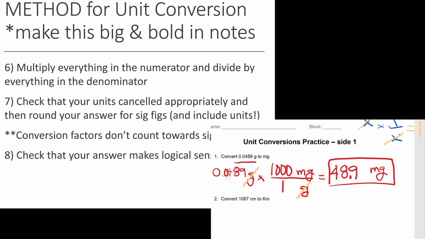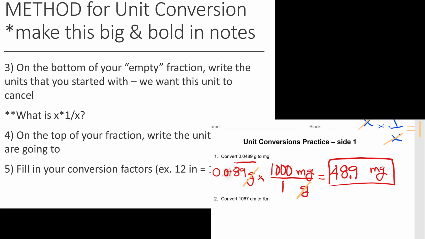And then we need to check that our answer makes logical sense. I would say it does. We started with a small number of grams, but we're saying that there's a lot of milligrams in 1 gram. So it would make sense that our number got larger because we are saying, hey, there's a lot more milligrams than there are grams. And that's how we do unit conversion. Then we are going to repeat the process for the second example.